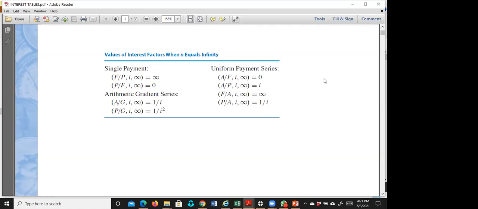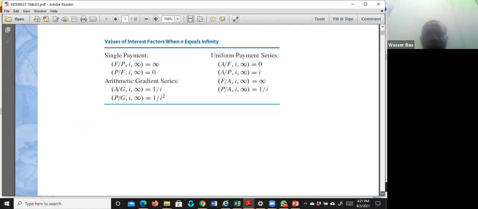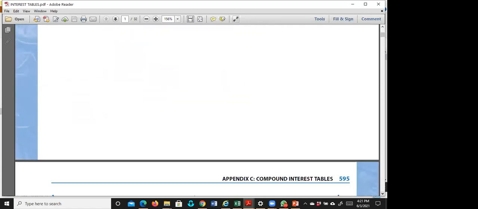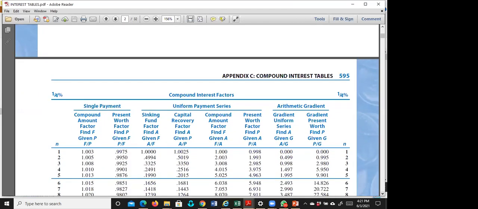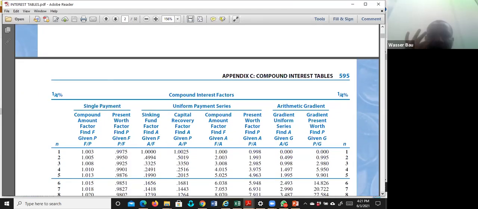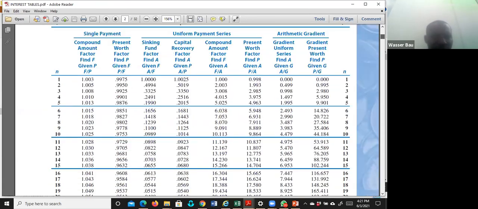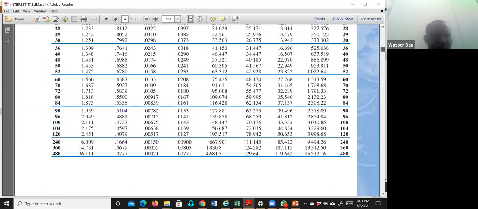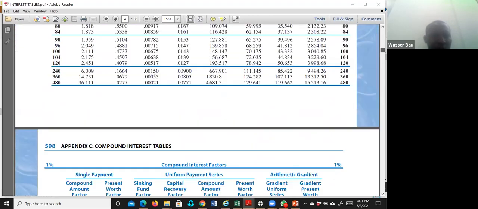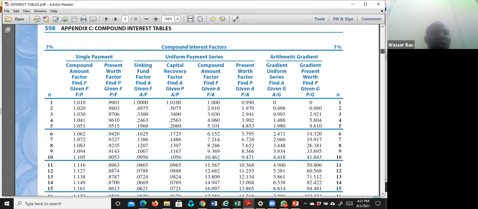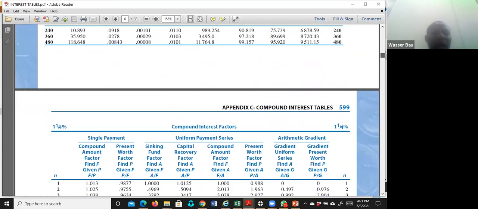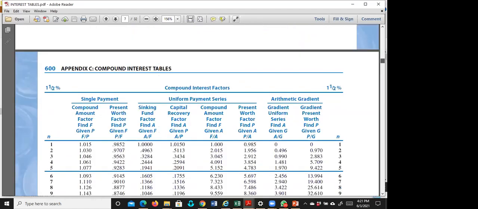Okay. So now, the interest table comes in different interests. Now, this one is 1/4% interest. Each page represents a particular interest. For instance, if I go to page 4, that is for 1% interest. The next one is for 1.25% interest.